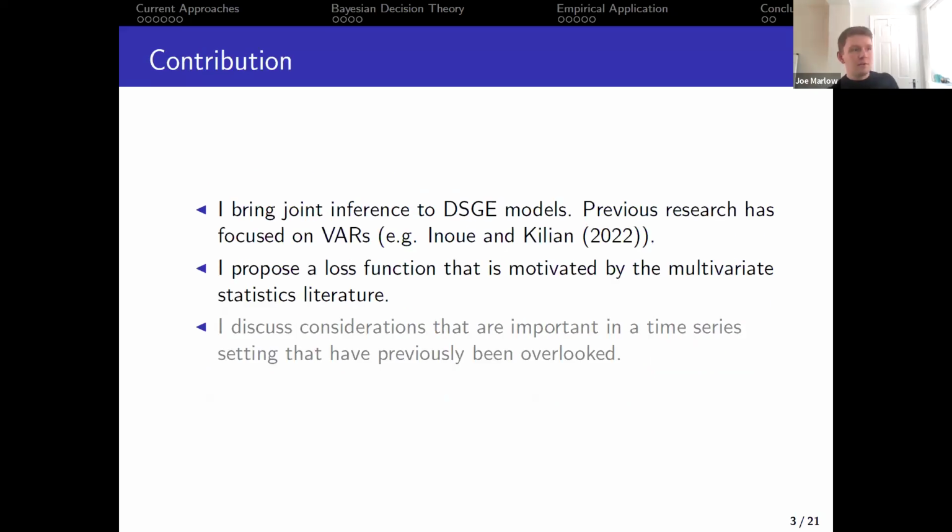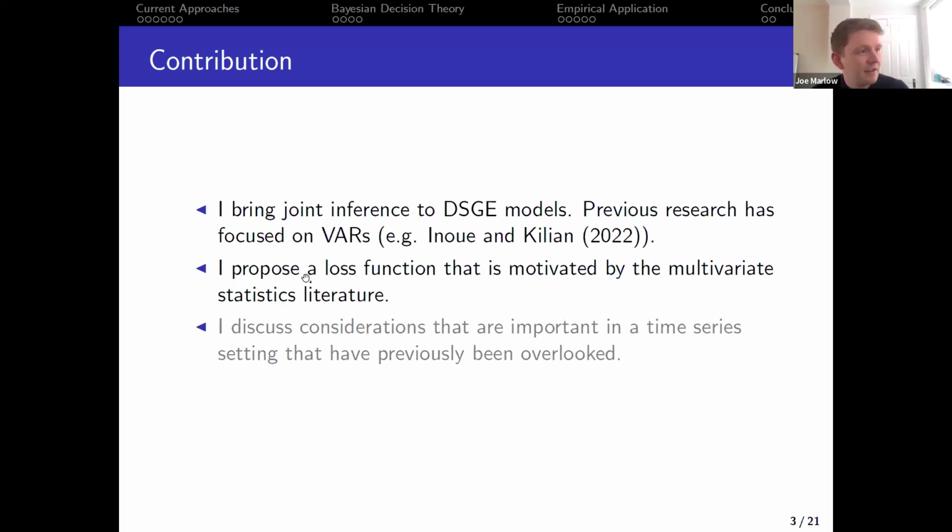Okay, so the contributions of this paper, there's three. I'll have time to cover two of them today. So the first is, obviously, I'm bringing the joint inference procedures to DSGE models. So previous research has really focused on VARs, but it turns out that joint inference and the issues which are present are actually more prevalent in a DSGE setting. The reason for this is because you have much fewer parameters than you do endogenous variables compared to a VAR.